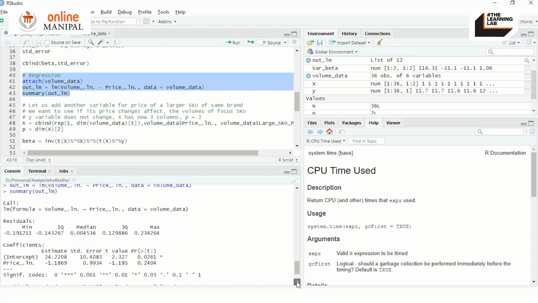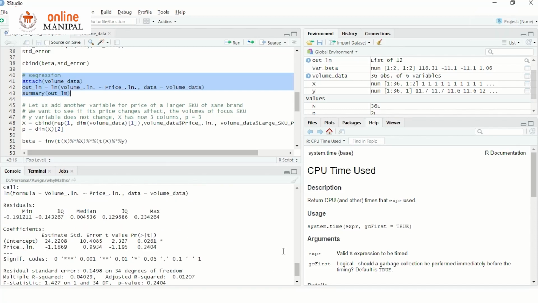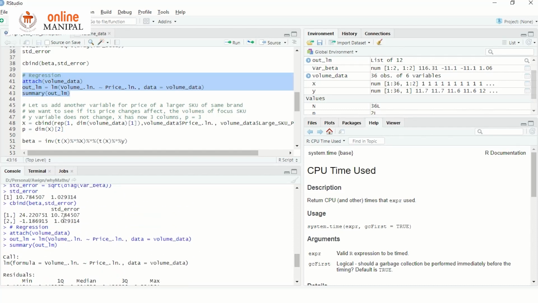So the intercept or constant term is 24.22. The price effect is minus 1.18. The standard error for the price is about 1 unit, 0.99 if you see here. And the standard error, which I calculated using the matrix formula again, is 1.02. So essentially what your tool is doing is exactly the same as what we have done using matrix calculations just now in front of you using first principle coding, right?